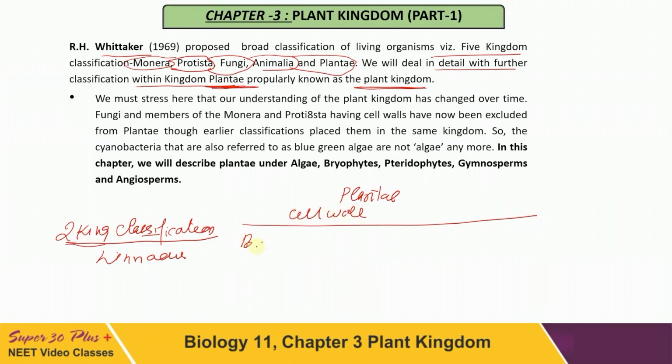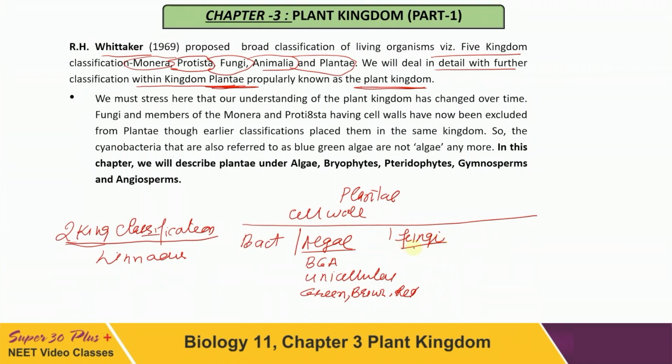It includes bacteria. It includes algae. In algae it may be blue-green algae, which are prokaryotic, it may be unicellular algae, or it may be multicellular algae like green algae, brown algae, or red algae. Then the third one he kept was fungi. Fungi may be either unicellular or multicellular.